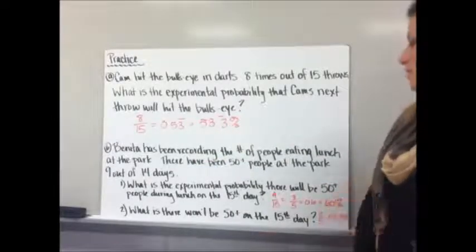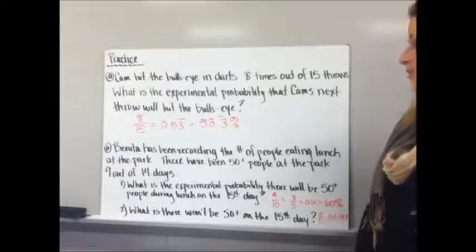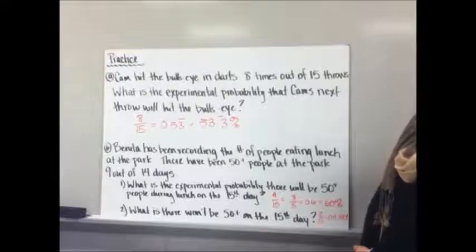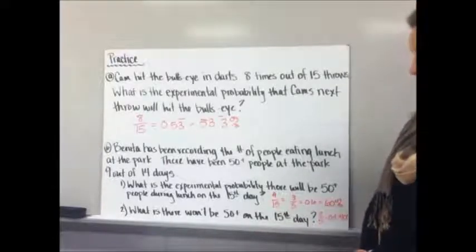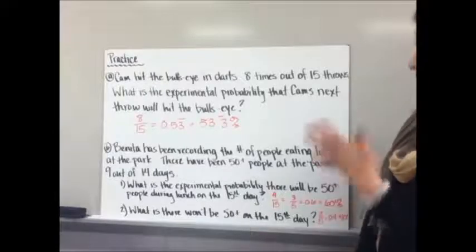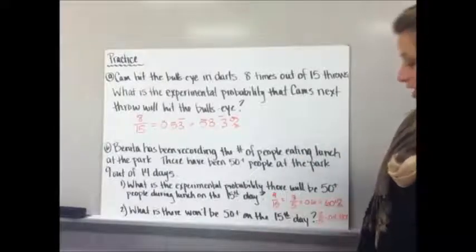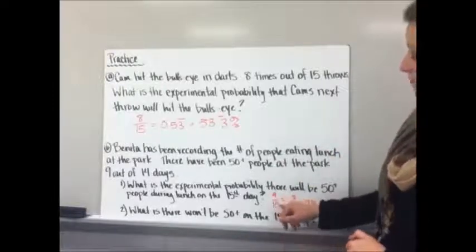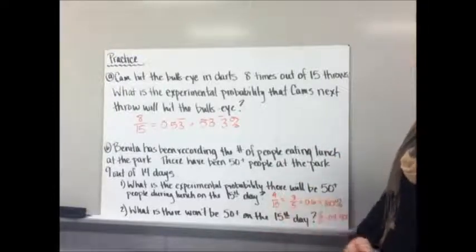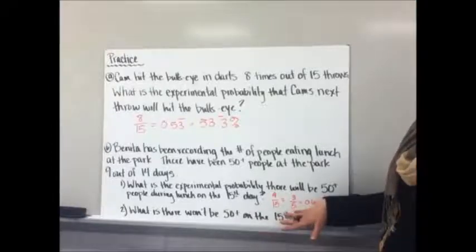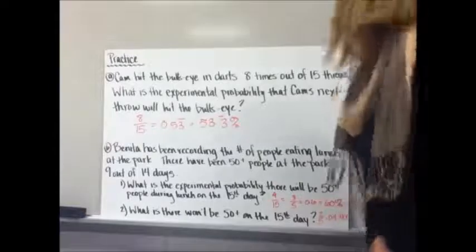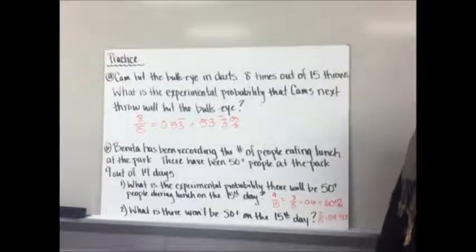B, Benita's been recording the number of people eating lunch at the park. There have been 50 or more people at the park 9 out of 14 days. What is the experimental probability that there will be 50 or more people during lunch on the 15th day? So based on the past experiment that happened 9 out of 15 times, simplify that to the fraction 3 over 5, so that probability is 3 out of 5, or if you wrote it as a decimal, it would be 0.6, or as a percentage, 60%.